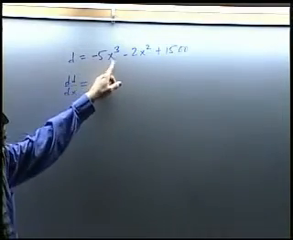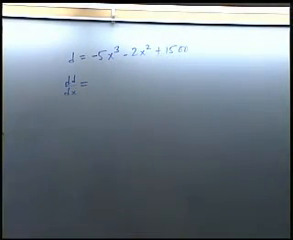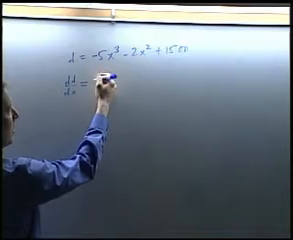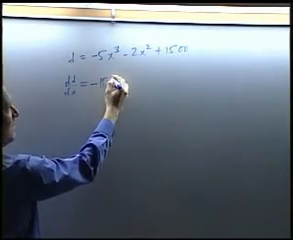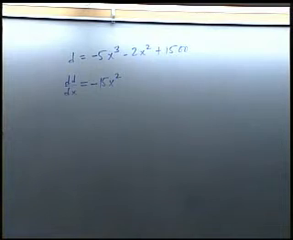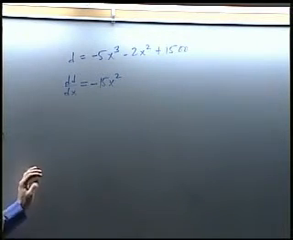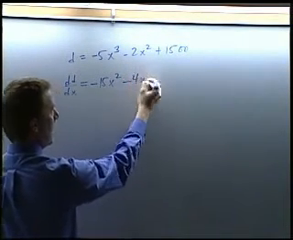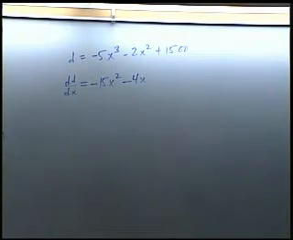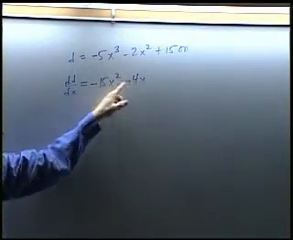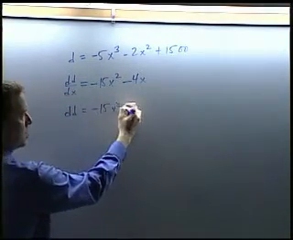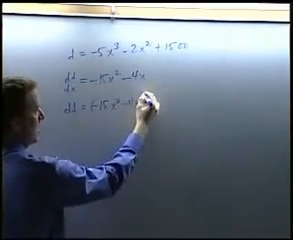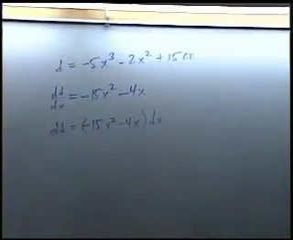All right. What's the derivative of negative 5x cubed? All right, I just gave away part of the answer. Negative 15x squared. There we go. Okay. Derivative of negative 2x squared. Negative 4x. Okay, and then again, the idea of differentials is I can multiply that dx across, and so I get dd equals negative 15x squared minus 4x all times dx.